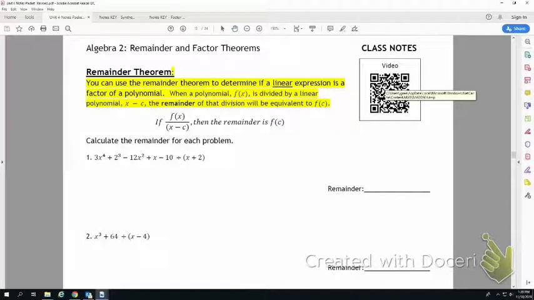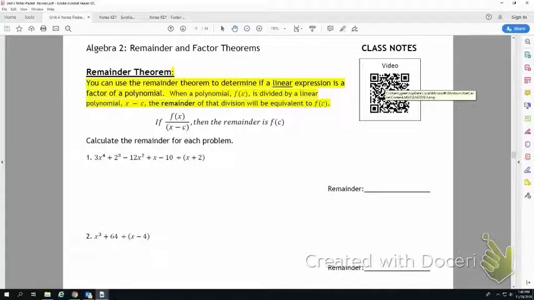So the remainder and the factor theorem, two different theorems, and really, as you work through it, it's the same process. It's just that whenever you get 0, it's the factor theorem. Whenever you get anything other than 0, it's the remainder.